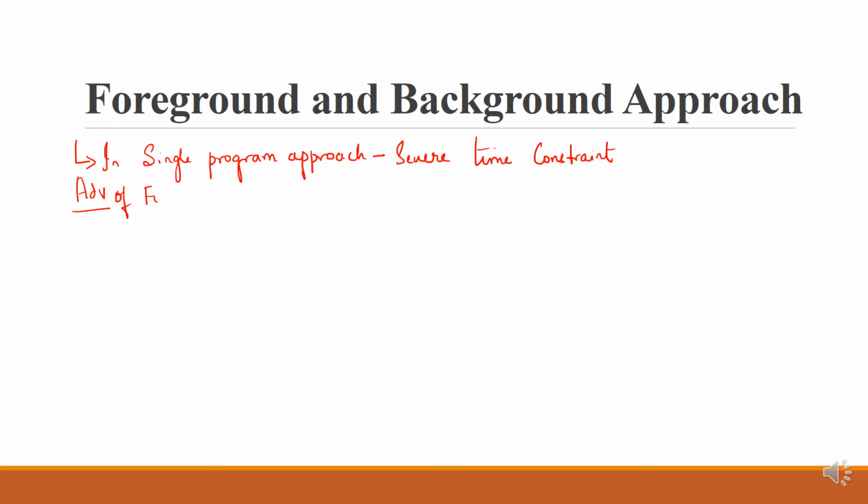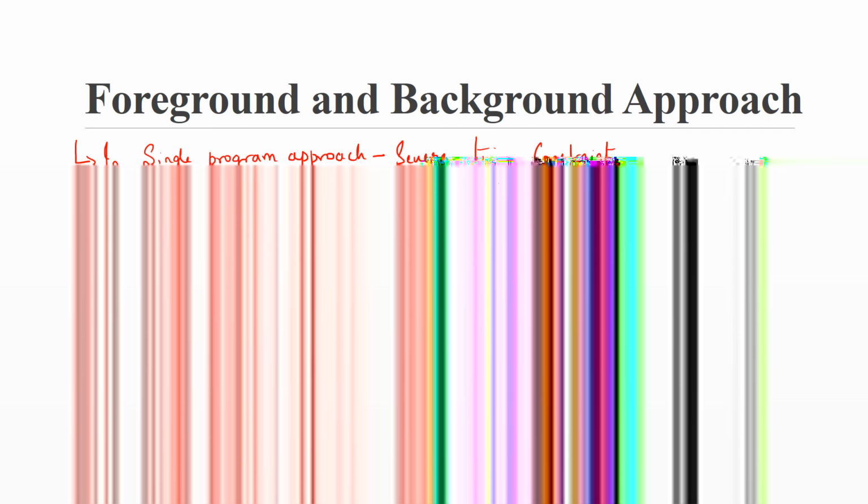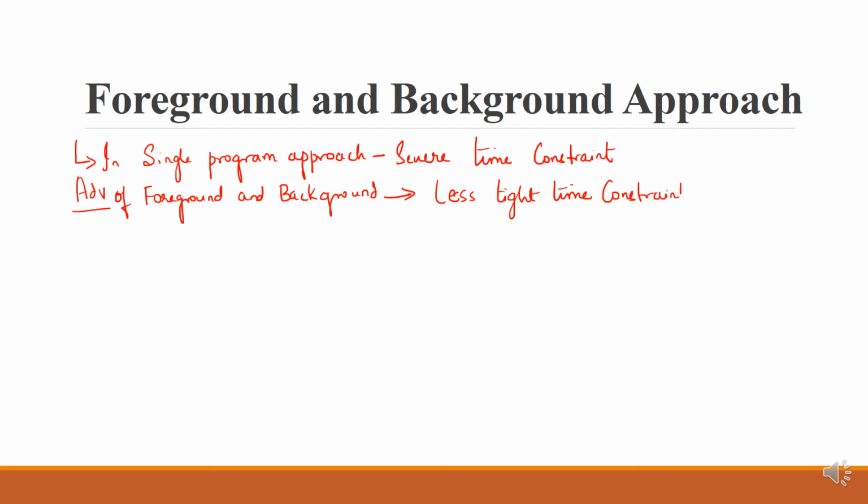foreground and background is that, so first advantage is it imposes less time constraints. So I can write that it imposes less tight time constraint. The first one is less tight time constraints. The most important advantage of using the foreground and background approach. This is the first one, and second one would be less module interaction. There will be less module interaction in case of this approach.